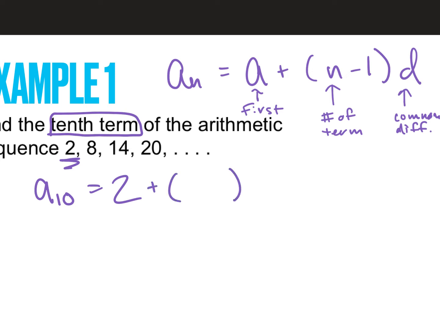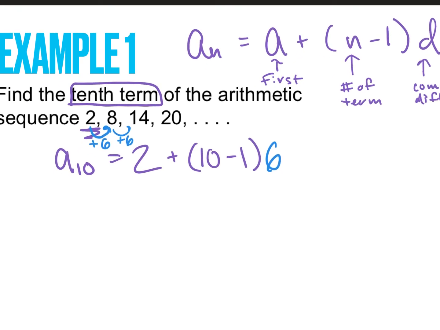Then plus n minus 1 would come next. What is the number of the term that I'm looking for? 10. So n would be 10, so it'd be 10 minus 1 in the parentheses. And then what's my common difference? What am I adding to get from one number to the next? I'm adding 6, and adding 6, and adding 6. So what's d? 6.